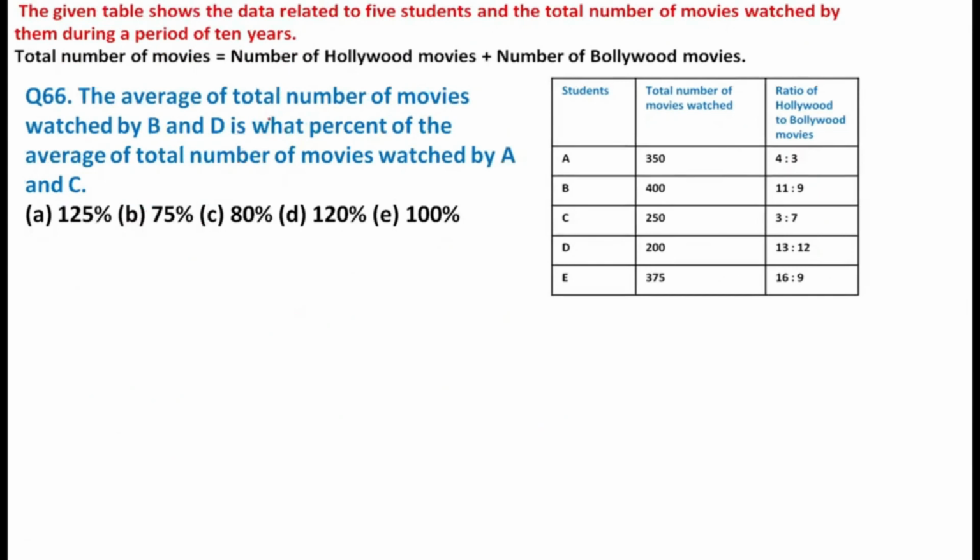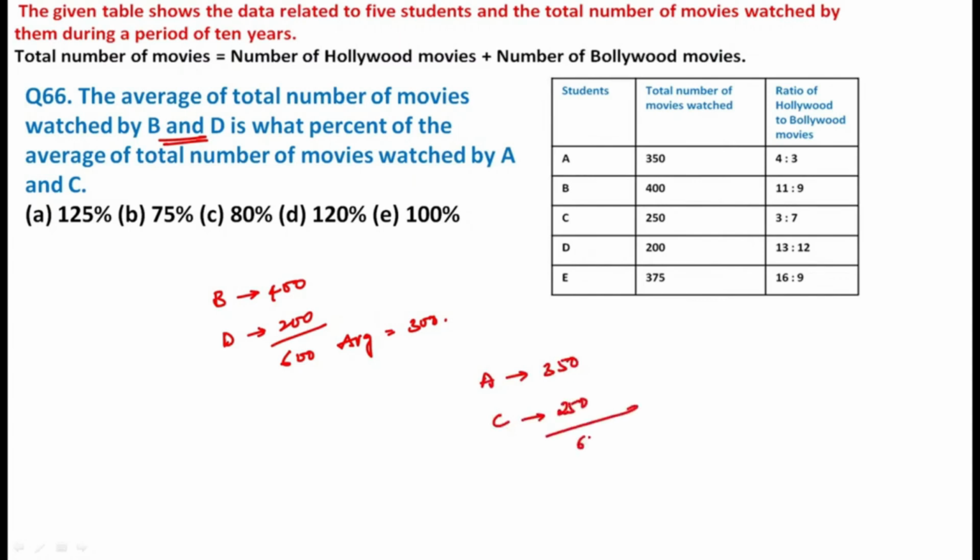Next. The average of total number of movies watched by B and D is what percentage of the average number of total movies watched by A and C. So total number of movies for B is 400, D is 200. Now the total is 600. Now the average is 300. The same way we'll go for A. Number of movies are 350. C is 250. 350 plus 250 is equal to 600. Again you can get the average.